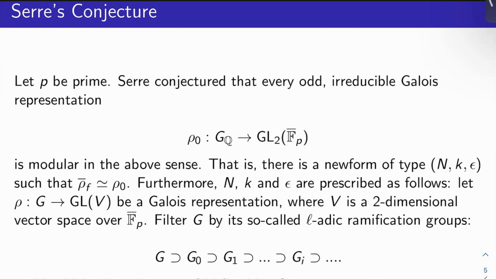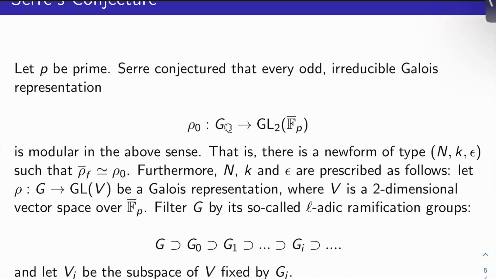So let P be prime. Serre conjectured that every odd irreducible Galois representation rho_0 from G_Q to GL2 of F_P bar is modular in the above sense. That is, there's a newform of level N, weight k, character epsilon, such that rho bar_F, the semisimplification of the reduction of rho_F, is just isomorphic to rho_0. Okay, and furthermore, Serre actually gave a prescription for the N, k, and epsilon that should show up.